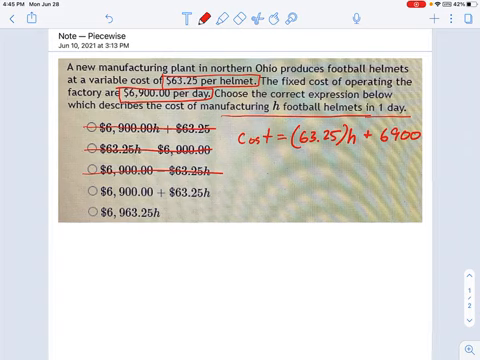What you've got here is this equation. And okay, so it's written in a slightly different order, but it's the same idea. It's a variable cost, $63, times the number of helmets, plus a fixed cost right here. Okay, so that's how you figure these things out.